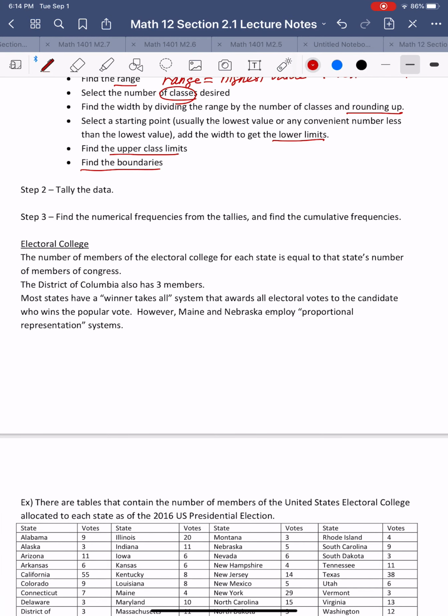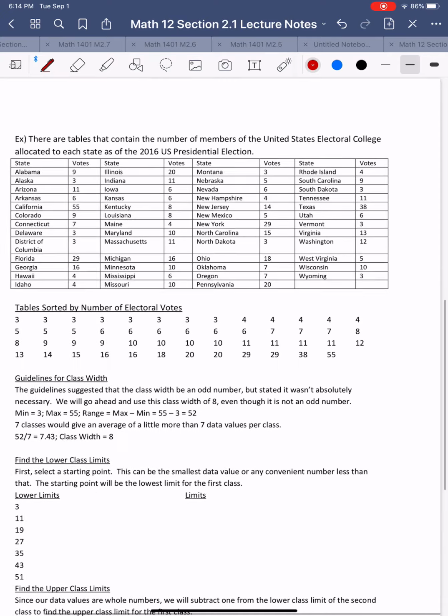The number of members of the electoral college for each state is equal to the state's number of members of the Congress. So District of Columbia also has 3 members. Most states have the winner-takes-all system that awards all electoral votes to the candidate who wins the popular vote. However, Maine and Nebraska employ the proportional representation system. So not every state has that, okay?